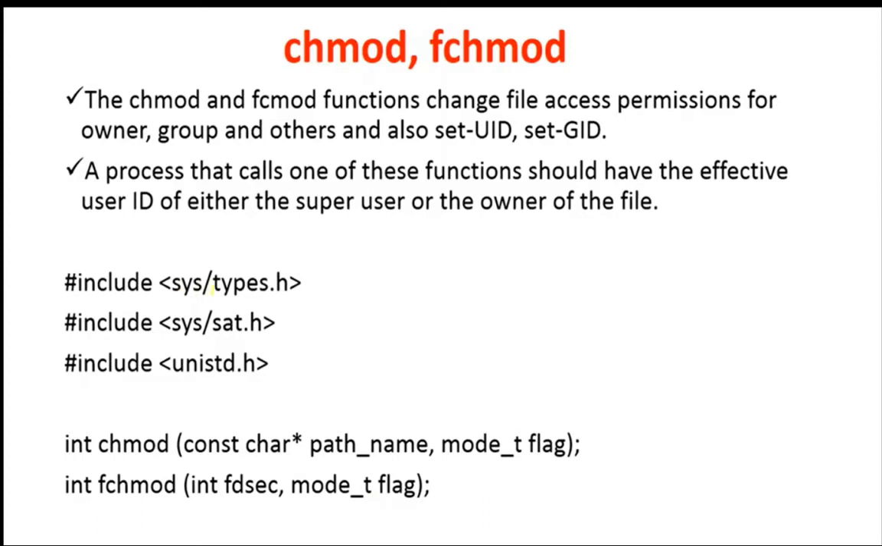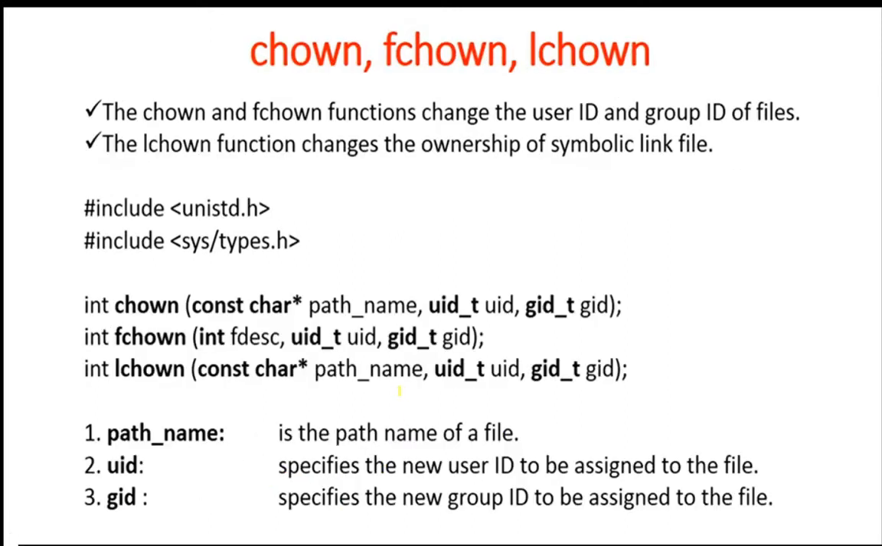So #include <sys/types.h>, <sys/stat.h> and <unistd.h>. These are the three header files which you are going to include to make use of the chmod and fchmod APIs. chmod takes the path name and the mode flag as parameters, whereas fchmod, that is the file chmod, takes the file descriptor as a parameter and the mode flag as input.